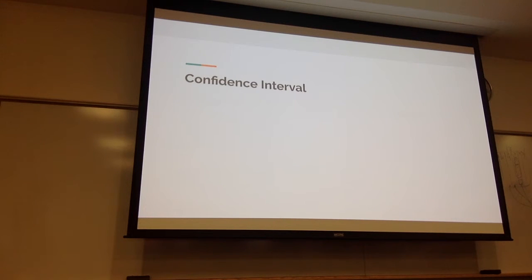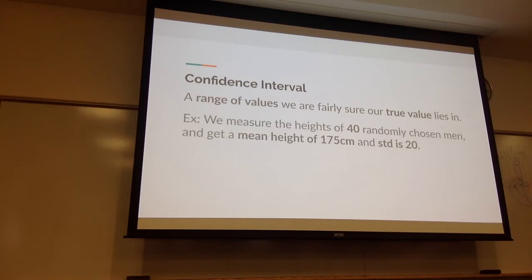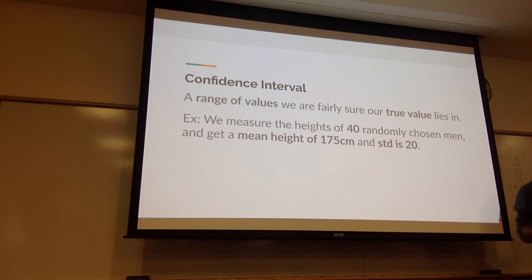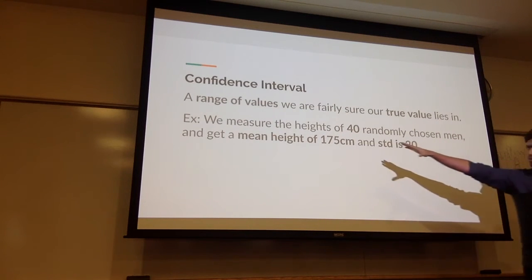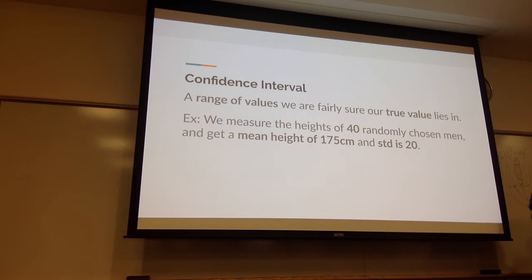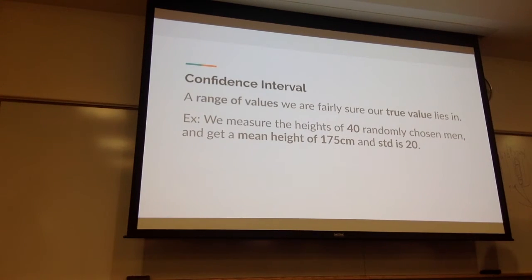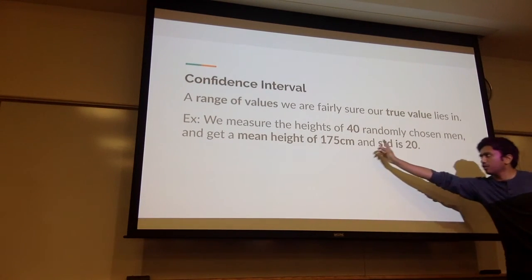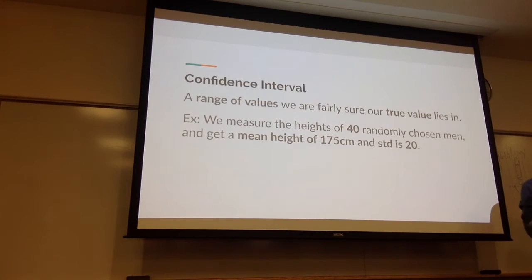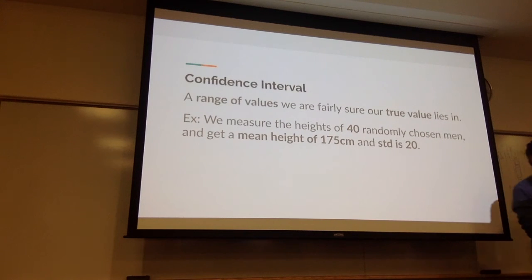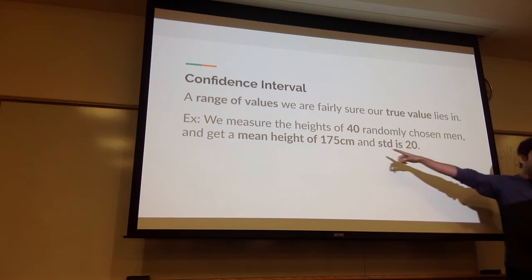Then we have one more important concept called the confidence interval. It is the range of values we are fairly sure that our true value lies in. So what does it mean? Let me give an example. Let's take an army of soldiers. Among them, we measure 40 randomly chosen men. And this is the mean height. Among the 40, we have 175 centimeters as the mean height, and the standard deviation is 20. Now, can we state that the mean value of the entire population is 175?